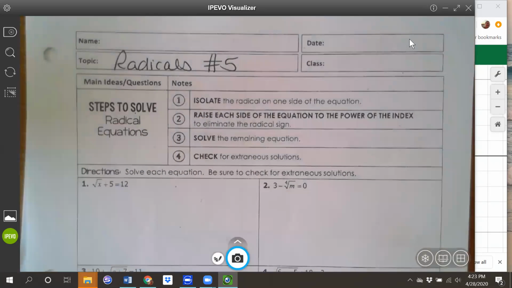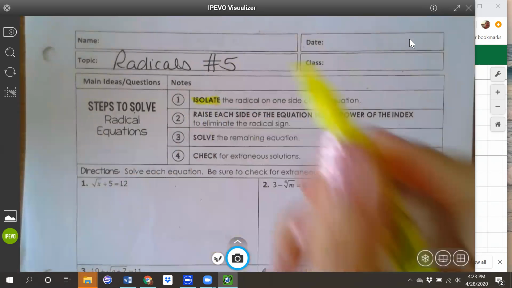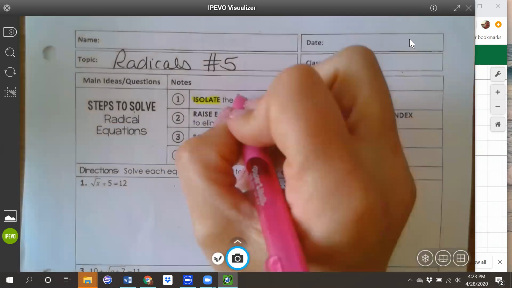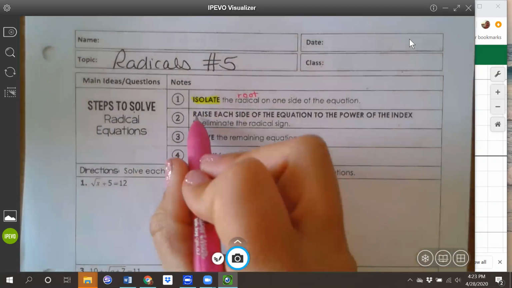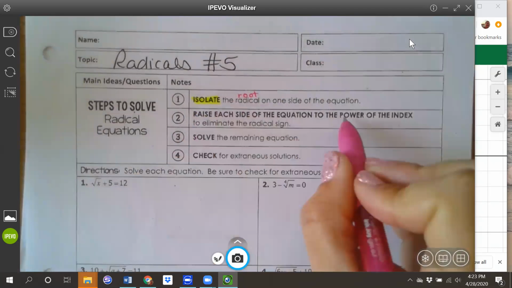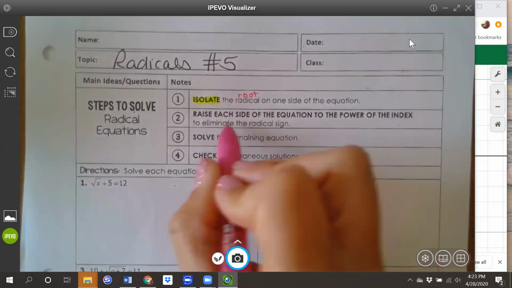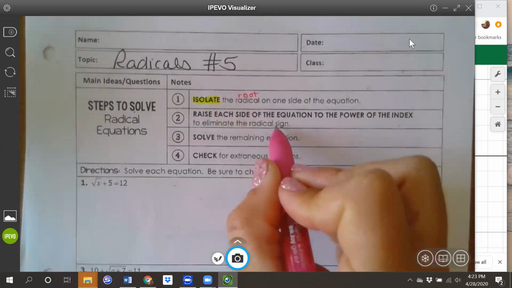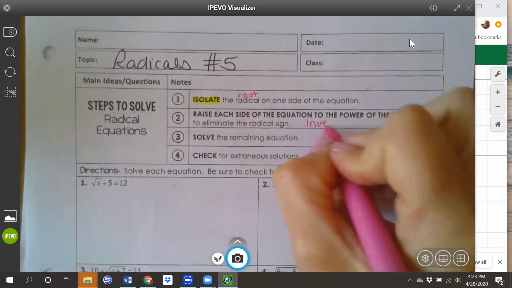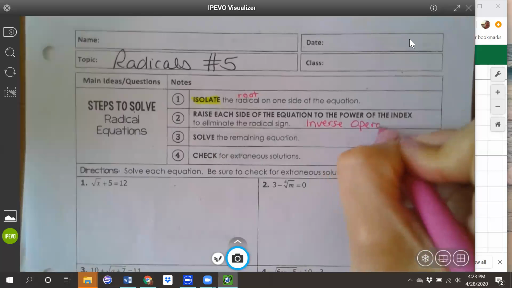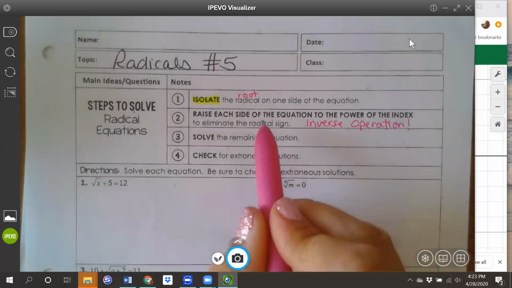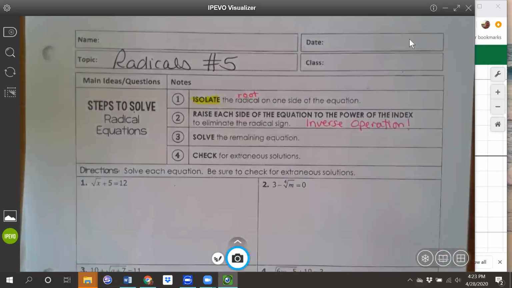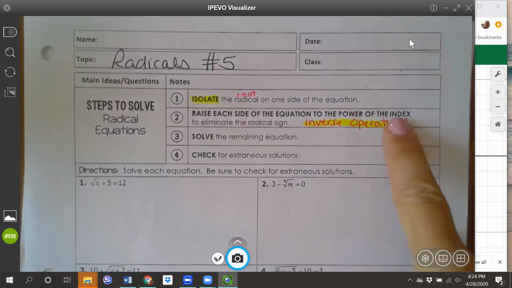You are going to isolate the radical, which means the root, on one side of the equation. Then you are going to raise each side of the equation to the power of the index, which is going to kill off the radical sign. So what that means is we are using an inverse operation to kill off the square root or the cube root or the fourth root. So the inverse operation that we are going to use depends on what kind of a root it is.